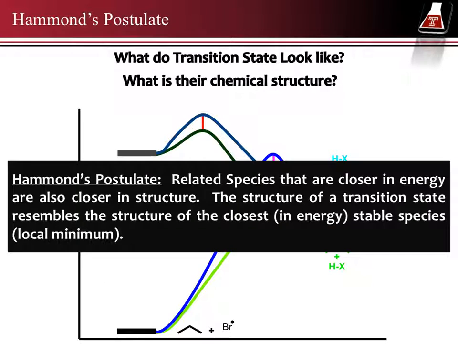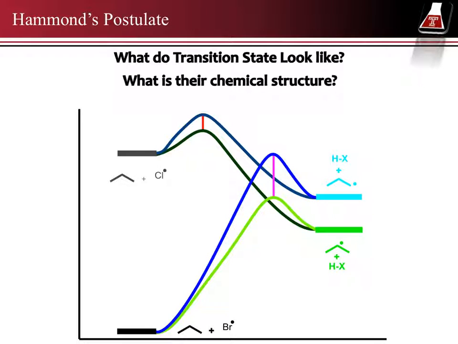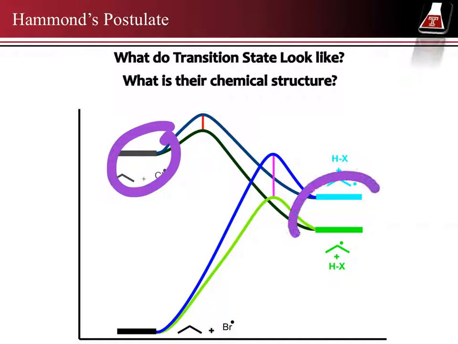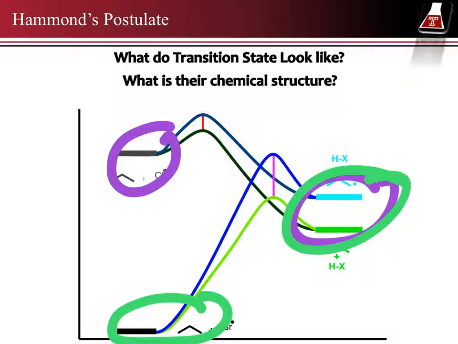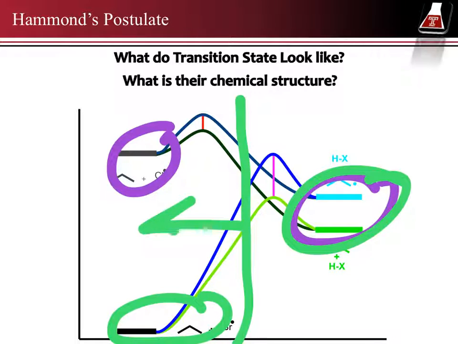Hammond's postulate, which you've probably already read, just states that related species that are closer in energy are also closer in structure. So the structure of a transition state resembles the structure of the closest in energy stable species or local minimum. Here is the combined reaction coordinate diagram that I've put together. For this reaction, this is starting material, this is product. For this reaction, this is starting material, this is product. So we have starting materials on the left, products on the right, just like any reaction coordinate.